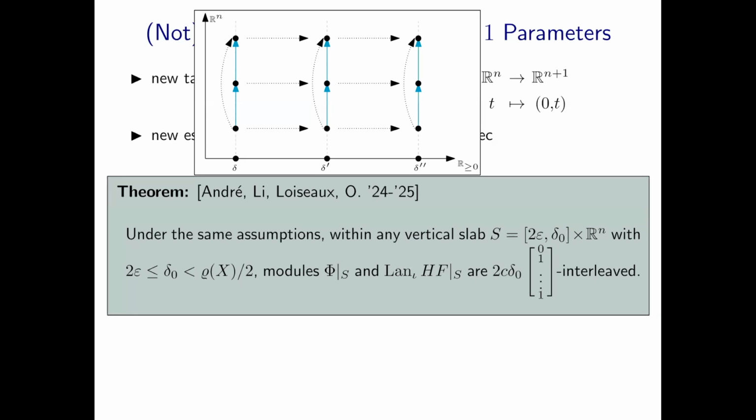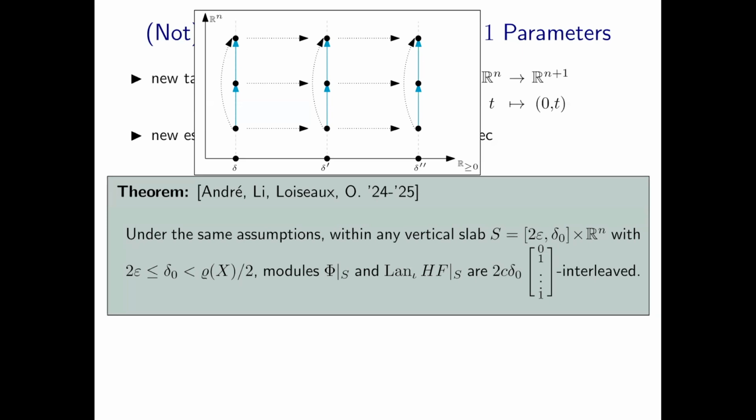So why do we care about having a vertical interleaving? By the way, having a vertical interleaving is a slightly stronger condition than having a usual interleaving. Why? Because if you have a vertical interleaving as shown here at the top, then you can compose the vertical interleaving maps with the horizontal morphisms to get a usual interleaving. And because interleavings are measured in the L infinity distance, that will not change the value of epsilon. So already a vertical epsilon interleaving implies a diagonal epsilon interleaving.